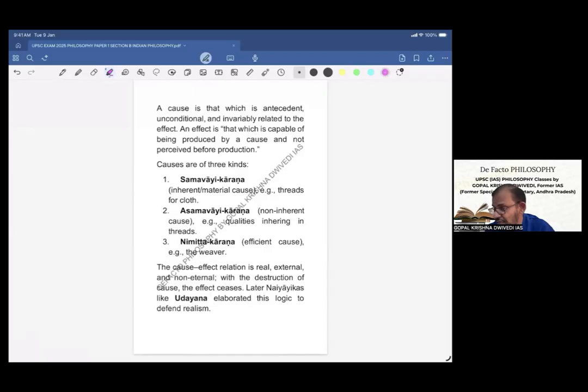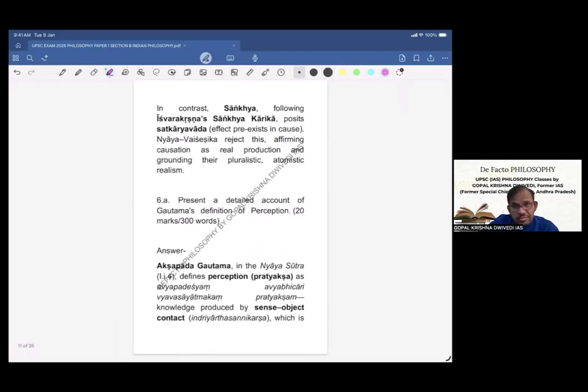Causes are of three kinds as per them: samavayi karana, asamavayi karana, and nimitta karana. That is, inherent material cause, non-inherent cause, and efficient cause. Examples are also given, for example, threads of cloth, qualities inhering in threads, and the weaver. The cause-effect relation is real, external, and non-eternal. With the destruction of the cause, the effect ceases. Later Naiyayikas, like Udayana, elaborated this logic to defend realism. Now, this is the exposition, about 80% we have covered it.